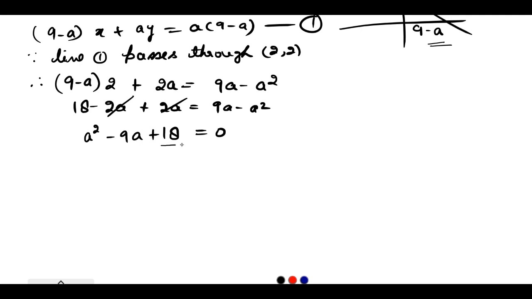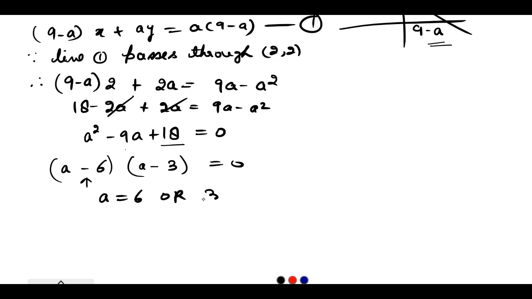Find two numbers whose product is 18 and sum is 9: 6 and 3. Factors of this quadratic equation are a minus 6 and a minus 3. If first factor is 0, then a is equal to 6, and if second is 0, then a is equal to 3.